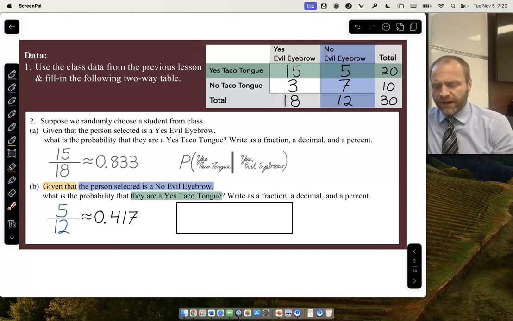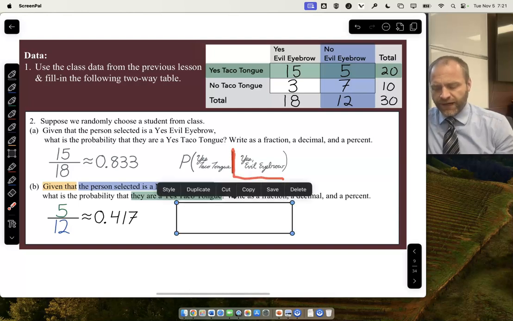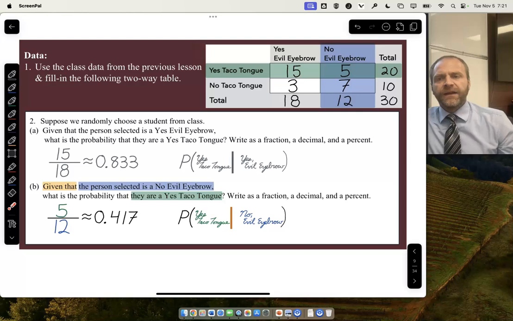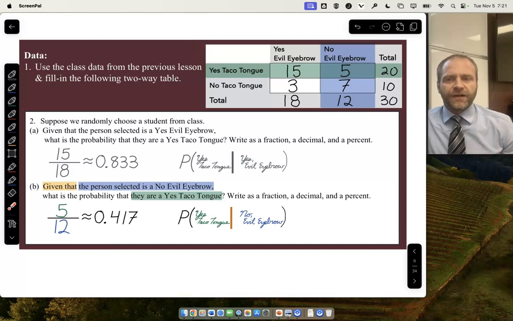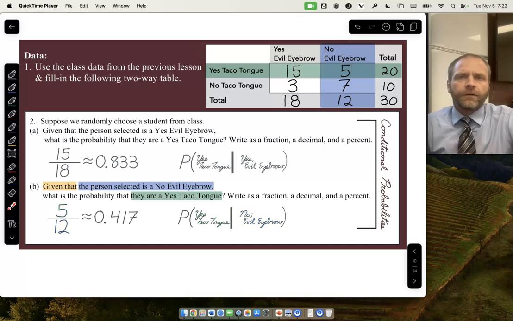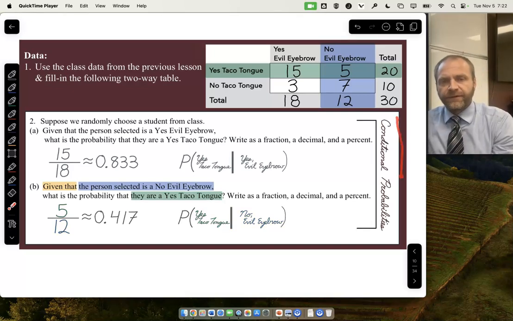Now, let's look up above to try and figure out how that relates to the notation before. So given that the person selected is a no evil eyebrow, something's telling me here's the given that, this part should be my no evil eyebrow. And it is. Given that there's a no evil eyebrow, what's the probability of that event occurring? And so we see how these relate to each other. Now we have this given that, which focuses either on a specific column or sometimes a specific row, and then we're looking at the intersection. We call that concept conditional probabilities.